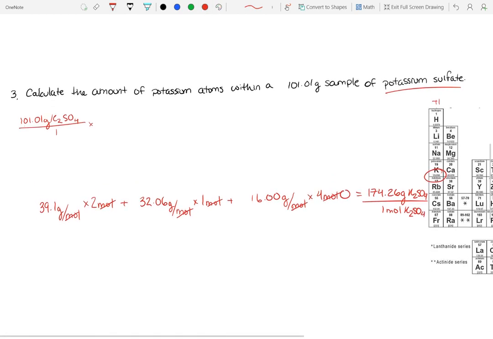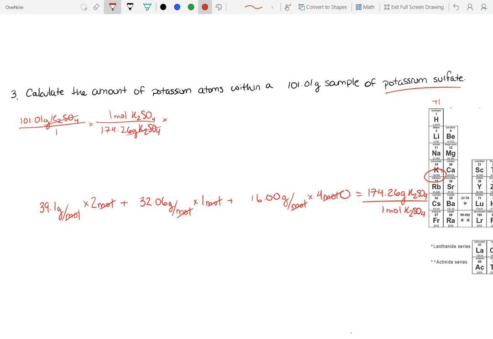Now, let's go ahead and plug that in up here. We should divide by grams of K2SO4 so that we can cancel out: 174.26 grams K2SO4 for every 1 mole of K2SO4. So now, the next step should be what? Ask yourself, what should we do next?